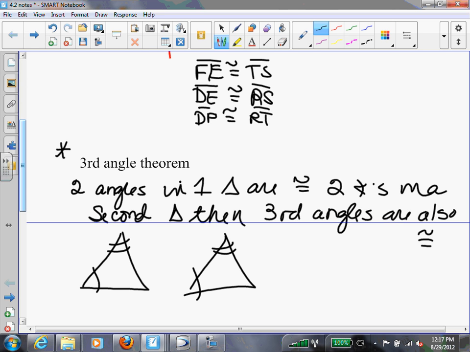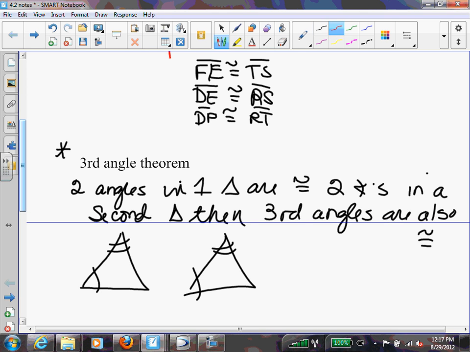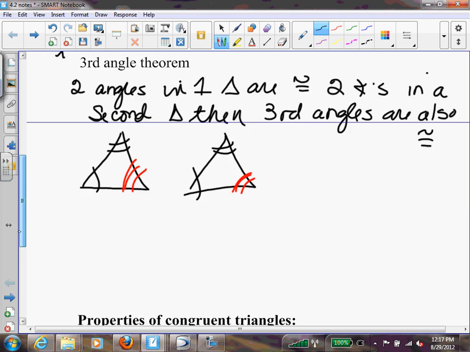So basically I'm saying if these 2 angles are congruent and these 2 angles are congruent, then by default, this last angle has to be congruent also. And that just makes sense, doesn't it? There's no way they couldn't be the same. Okay? Anything else?